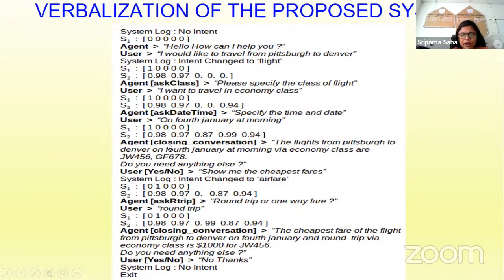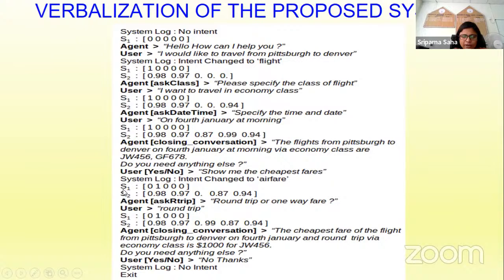Now, as all the slot values are present, it will search in the database and get some flight information, and that flight information is displayed by the agent. Then it asks, do you need anything else? The user says, show me the cheapest fares. So the intent has now changed to airfare. Initially the intent was flight, but now the intent is changed to airfare.